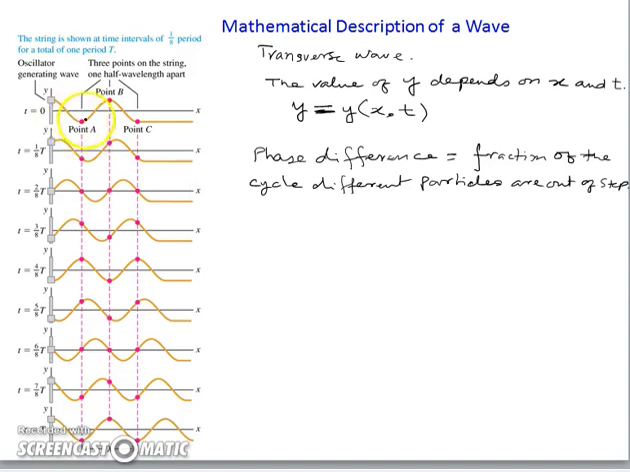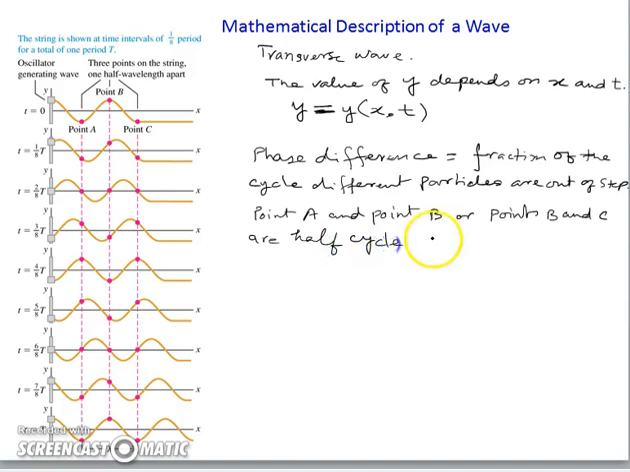Talking of that, we can say point A and point B, or point B and point C, are half a cycle out of phase, right?